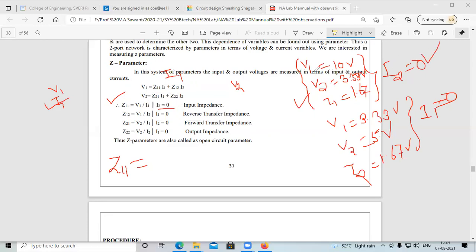When I2 is 0, see what the values of V1 and I1 are. So V1 is equal to 10. I1 is equal to 1.67. Do the calculation. What is the answer? 10 divided by 1.67 is 5.98. Okay, 5.98.